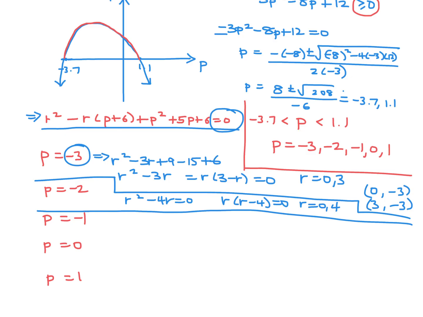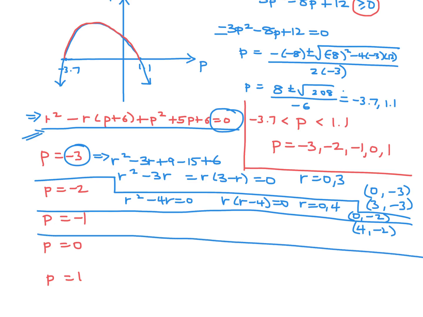So that means we have 0, -2 and 4, -2. Is that right? Oh, hold on, I think I messed this up. Oh, sorry, 0, -2 and 4, -2. Yeah, I got to make sure I do that properly. Okay, that's good. And then when p is -1, and we sub it into there, we will get r squared minus 5r plus 2. And that actually has no integer solutions, and you can check that by doing a quadratic.